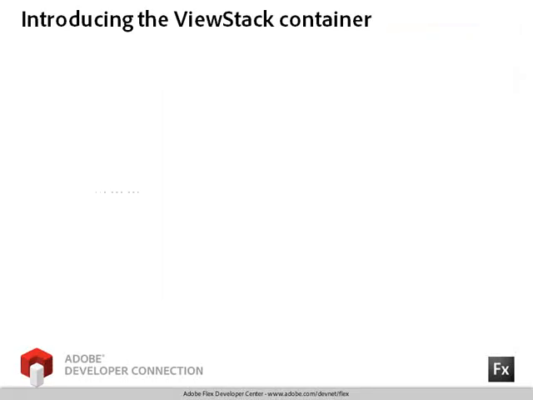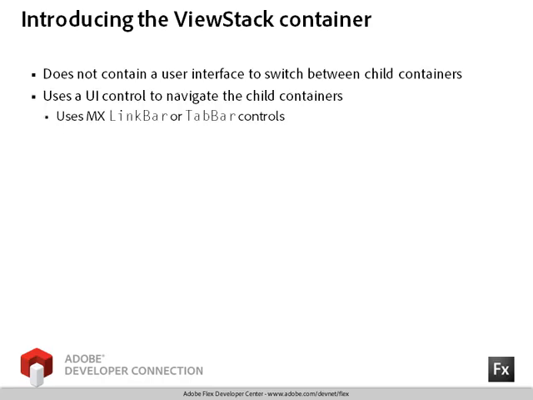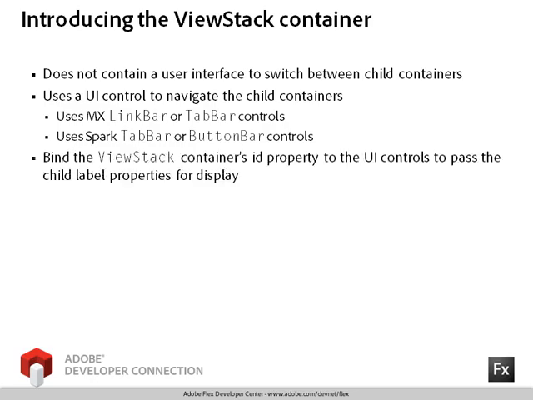The ViewStack Navigator container does not actually have a user interface element that allows users to switch between its child containers. Commonly, it implements a UI control like the MX link bar or tab bar controls, or Spark tab bar or button bar controls to navigate the child containers. Since the ViewStack container uses the UI controls for navigation display, you must bind the ViewStack container's ID property to the data provider property of the UI control.